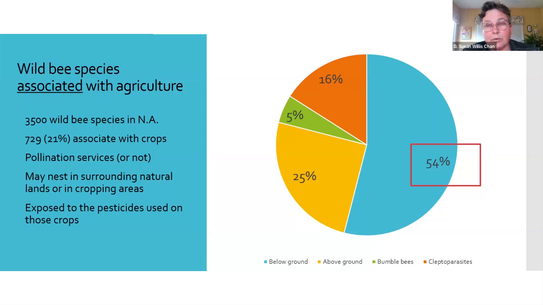So now the other important piece of information on this slide is that when I did an analysis of which kinds of bees were associated with crops across North America, I found that 54%, or the majority of them, were bees that nest in the ground. This is very significant as I go on with my presentation.